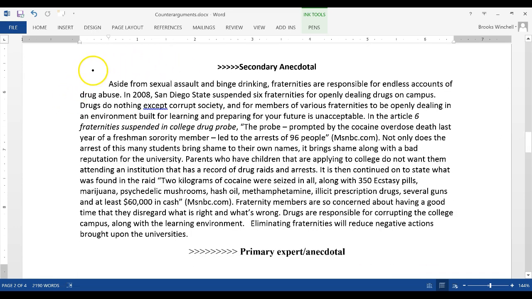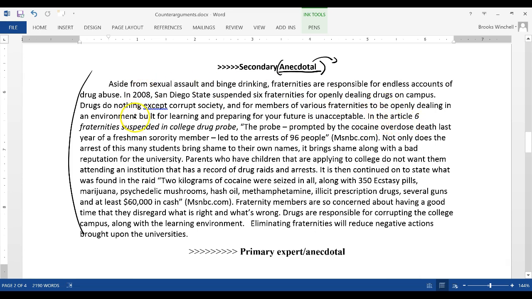Here's one that's a little bit better. It's based on an example as well, but this one is actually an anecdote. It's an example from the real world, something that happened that he read about in a newspaper. This one's about fraternities and why fraternities should be banned. So he says in here, aside from sexual assault and binge drinking, fraternities are responsible for endless accounts of drug abuse. In 2008, San Diego State suspended 6 fraternities for openly dealing drugs on campus. Drugs do nothing except corrupt society, and for members of various fraternities to be openly dealing in an environment built for learning and preparing for your future is unacceptable.